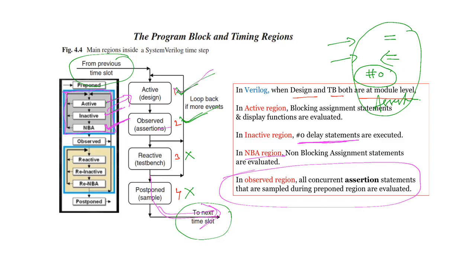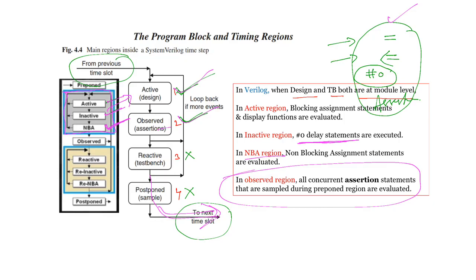So this is how the statements present in the test bench as well as the module are handled. Both will have the same statements: blocking statements, non-blocking statements, delay statements, display functions, concurrent assertions, non-blocking assignments. All are going to be simultaneously executed from the test bench as well as from the DUT. So there will be a race condition existing.